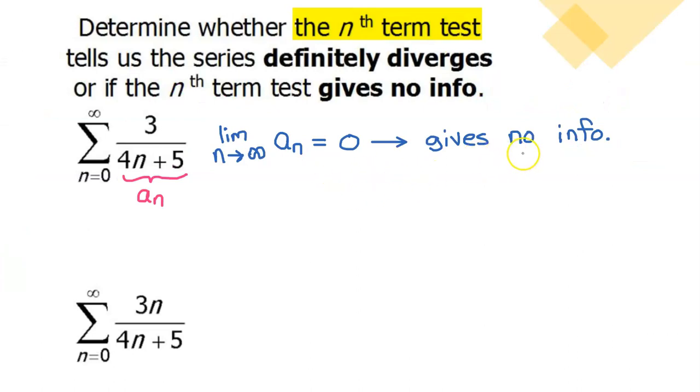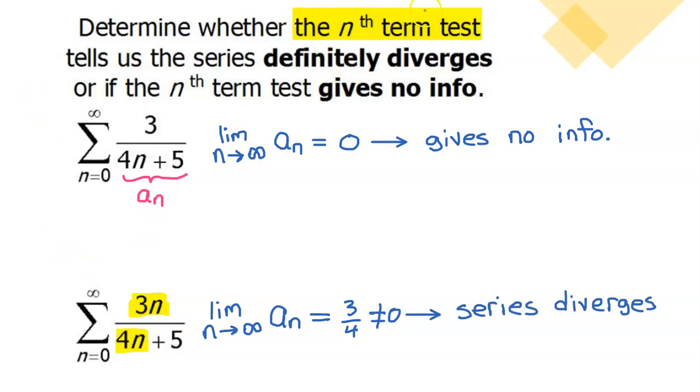So that's it for the first example. Let's look at the next one. As we consider the limit of this expression as n approaches infinity, we focus on what matters most. In the numerator, we have 3n. In the denominator, the 4n is what matters most. So think of this as 3n over 4n. That reduces down to 3/4. So guess what? That's the limit. But the significance of this is it does not equal 0. And according to the nth term test, if the limit does not equal 0, the series definitely diverges.